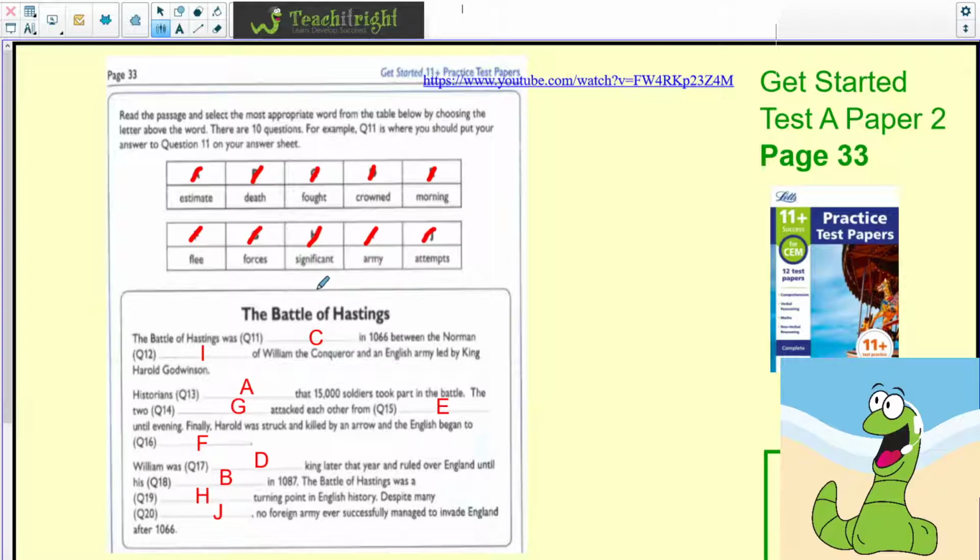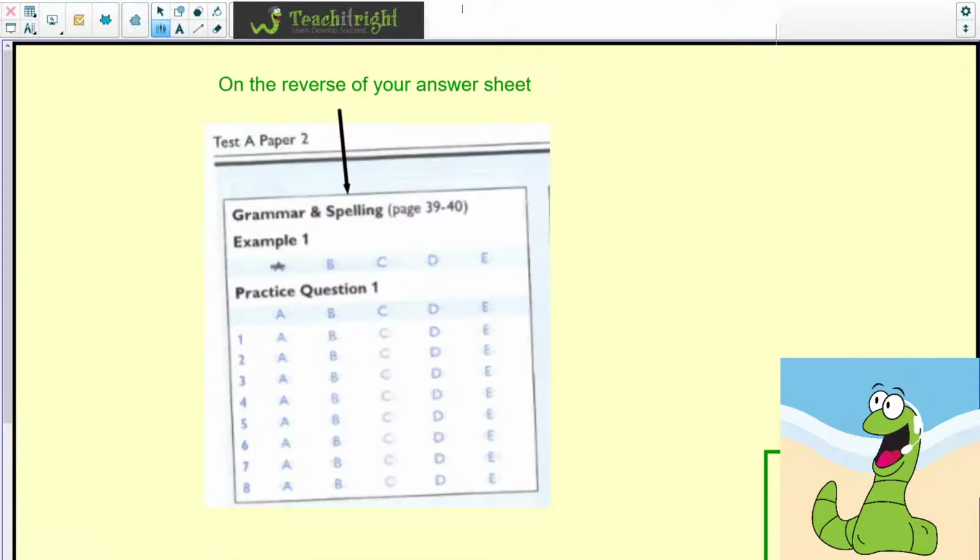We're now going to move on to the next section. We're going to have a look at what we've got to do next, and that's going to be based on grammar and spelling. Now this is actually on the reverse of the multiple choice sheet, Test A, Paper 2. So we'd ask you to turn that one over, and then we'll be able to go through and have a look at the answers.